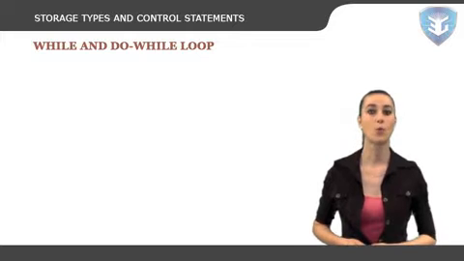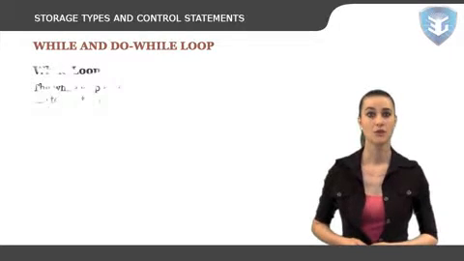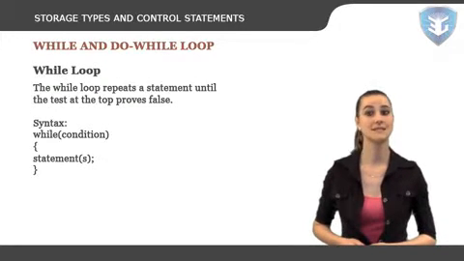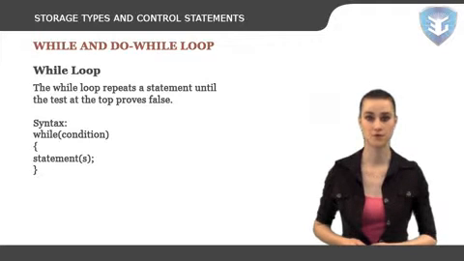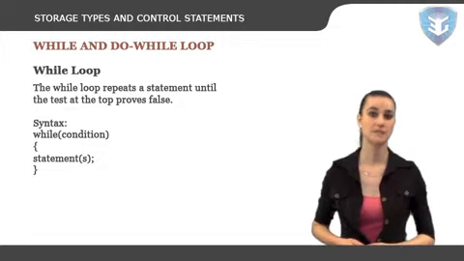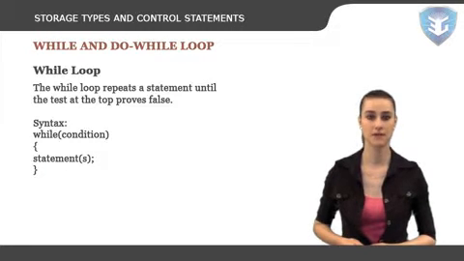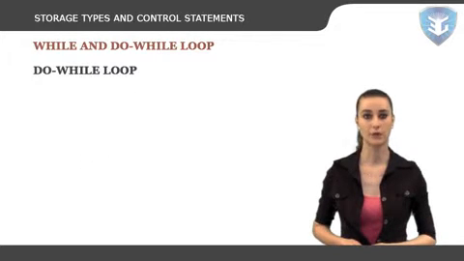Now let's talk about while and do-while loop. The while loop repeats a statement until the test at the top proves false. Syntax is shown here. A while loop statement in C programming language repeatedly executes a target statement as long as a given condition is true.